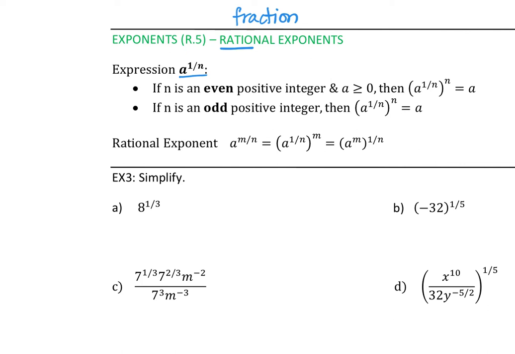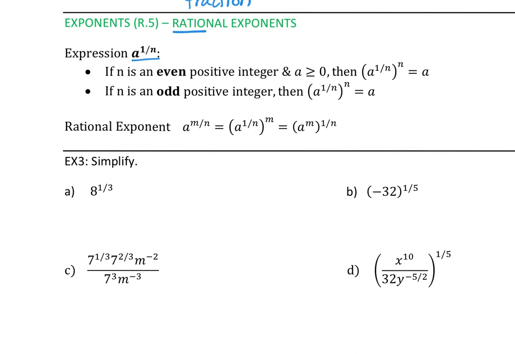What's in the denominator? Okay, so clearly n can't be 0 or else this would be undefined. But we have to be careful whether n is even or odd. So this is what's in the bullets below. Let's say that n is even and our base is greater than or equal to 0, so our base is not negative. Then we have this cancellation property that says a to the 1 over n to the n power will cancel, and we just get a.